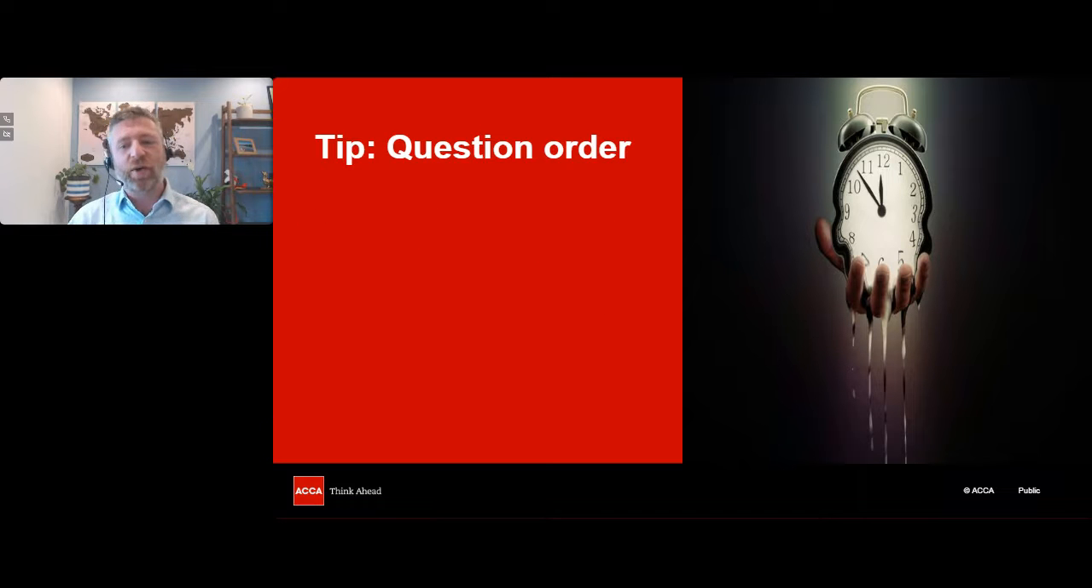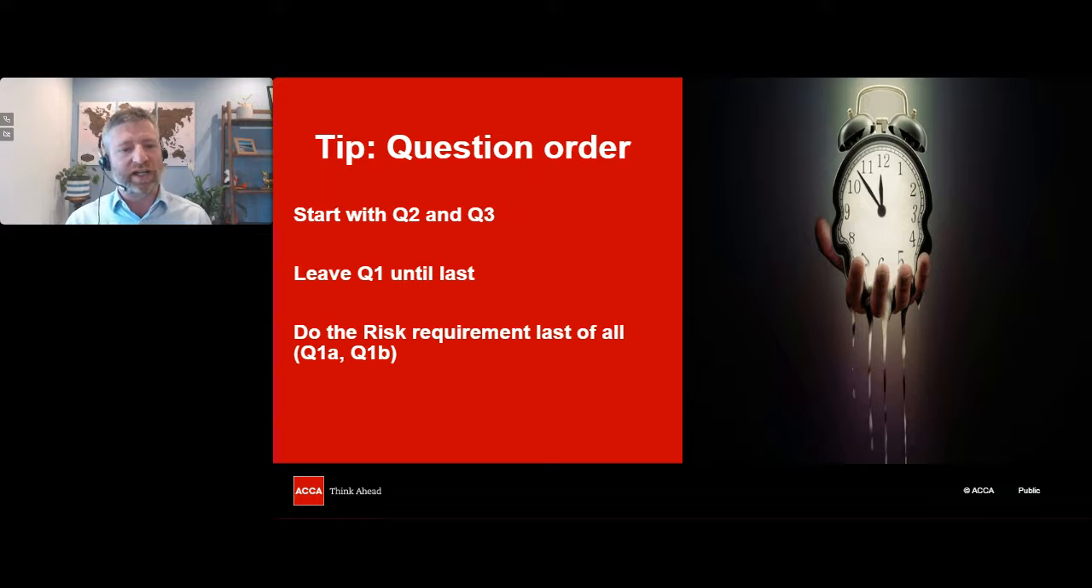My tip around question order is to start with questions 2 and question 3. And I'll explain why shortly. Okay, and I really want you to leave question 1 until last. And particularly within question 1, I want you to leave the risk part until the end. Now, why am I suggesting this?